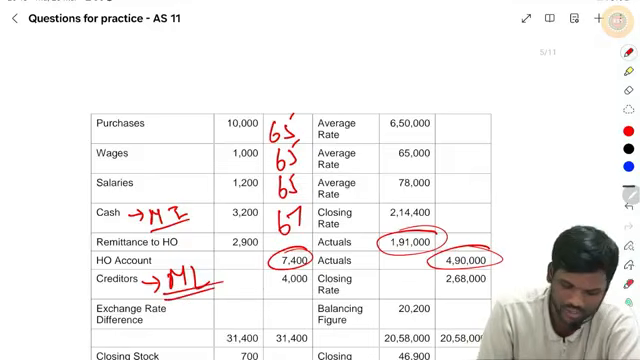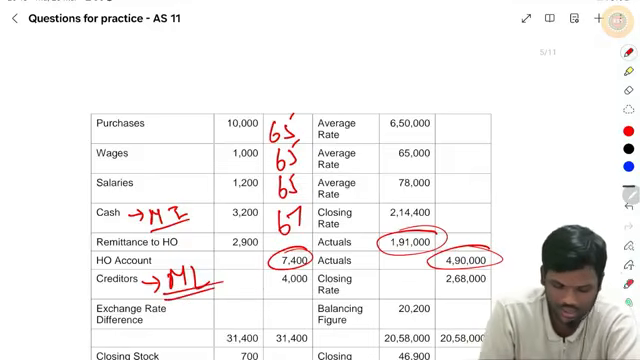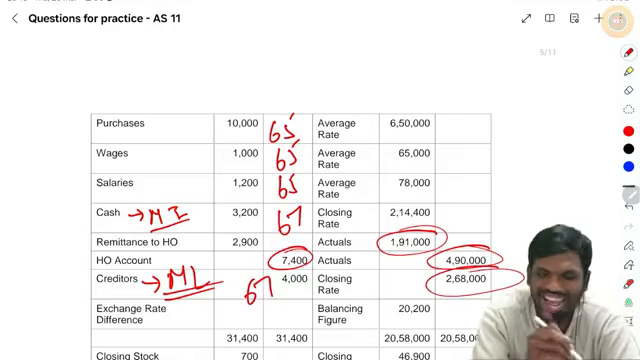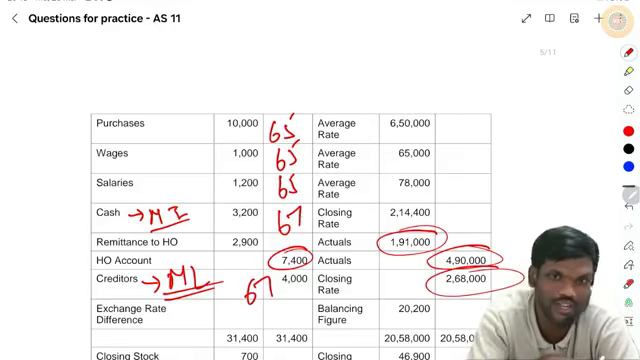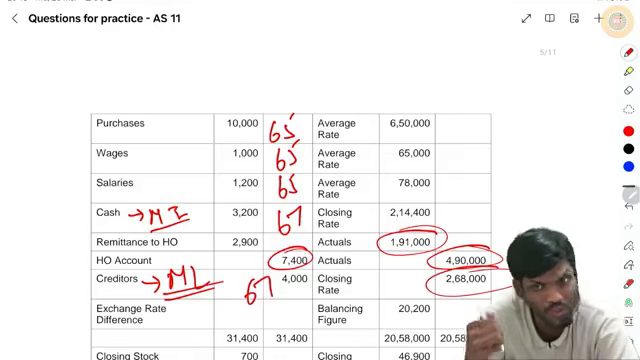Last one, creditors. Creditors is a monetary liability. You have to use closing rate, which is 67. So 4,000 into 67, 2,68,000. So whatever is there in the trial balance, you have converted that.